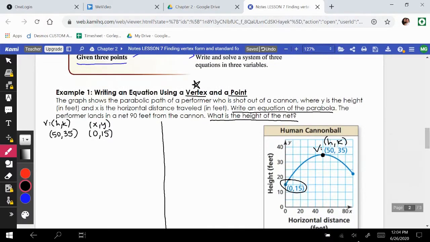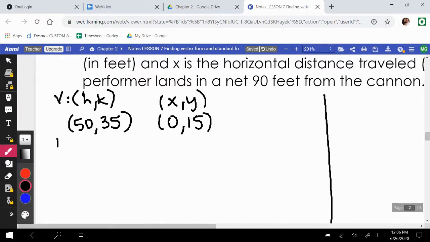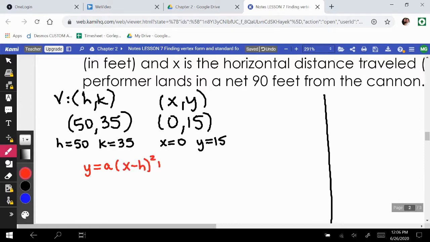Okay, let me zoom in. So I've got h is equal to 50, k is equal to 35, I know that x is equal to 0, and I have that y is equivalent to 15. Let me write my vertex form: y equals a(x minus h) squared plus k. Again, I know to use vertex form because I was given the vertex. And I'm just going to start plugging everything in.